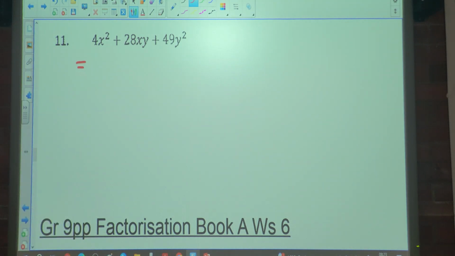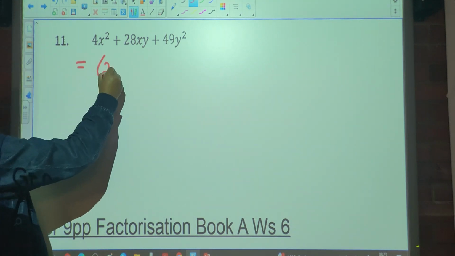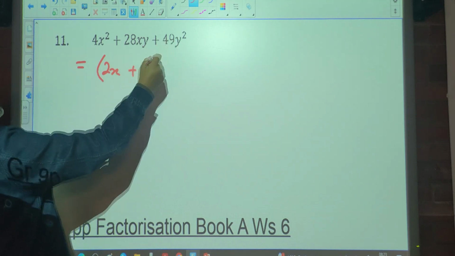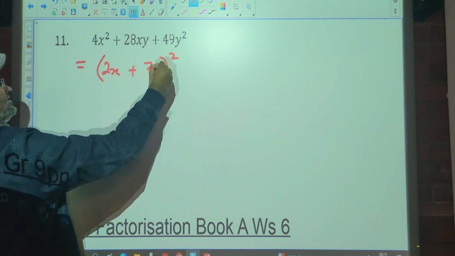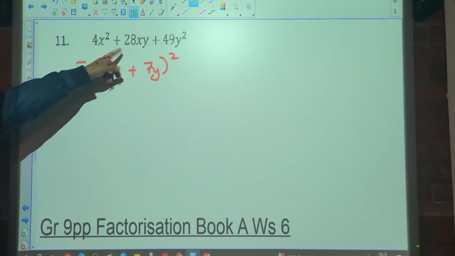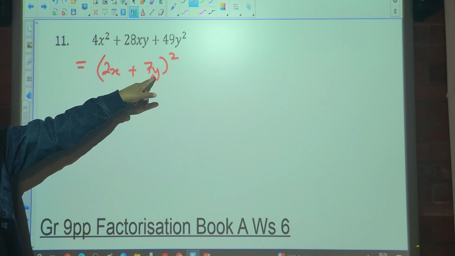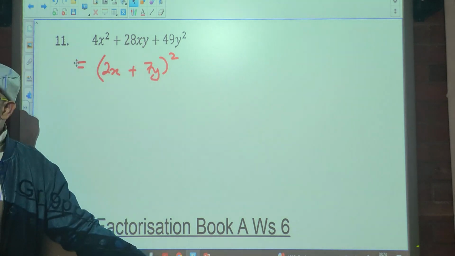So, are there 3 terms? Yes. Is the first and last term squares? So what's the square root of 4x squared? 2x. Square root, so there's going to be plus. Square root of 49y squared? 7y. And must all be squared. So we test for the middle term. What is 2x times 7y? 14xy times 2 is 28xy.